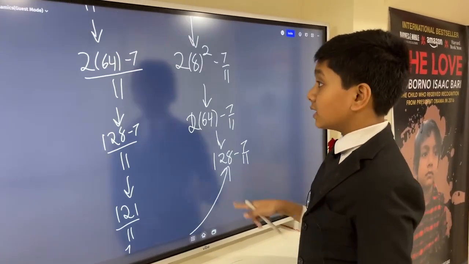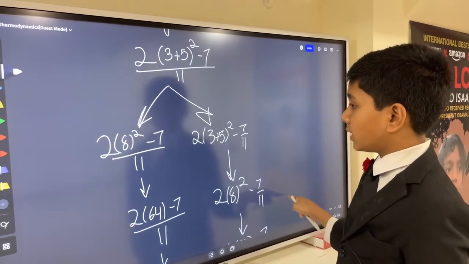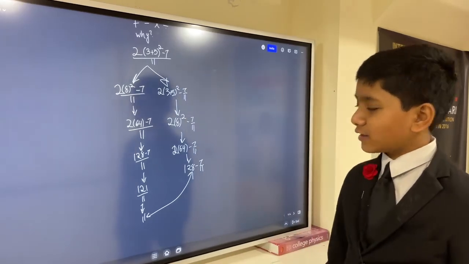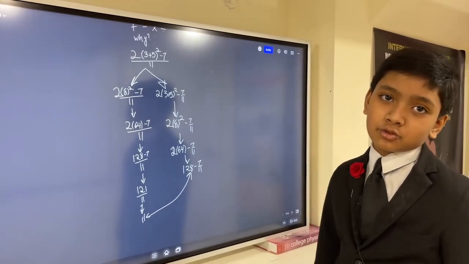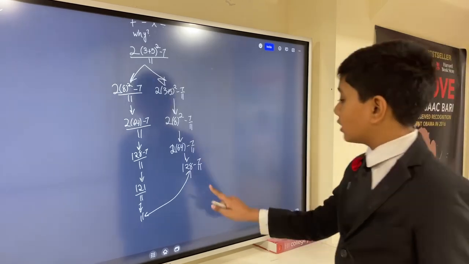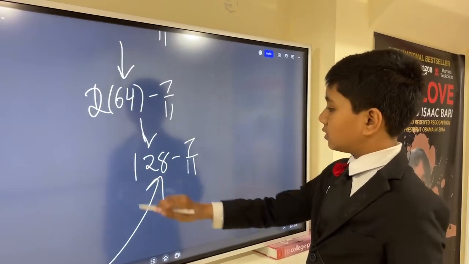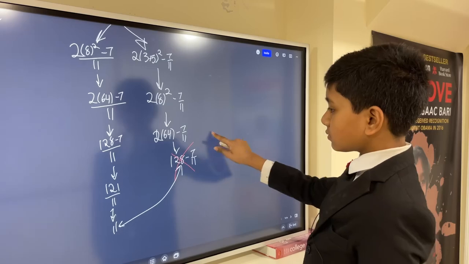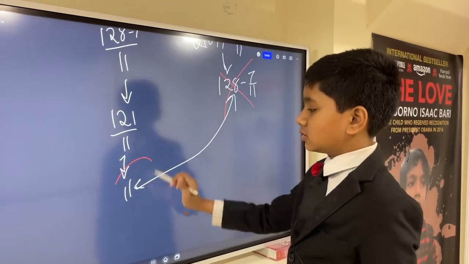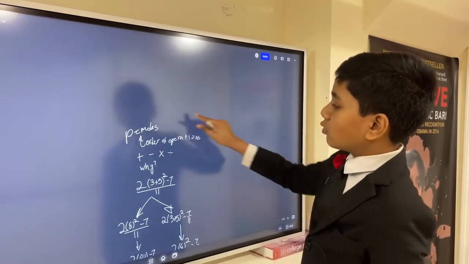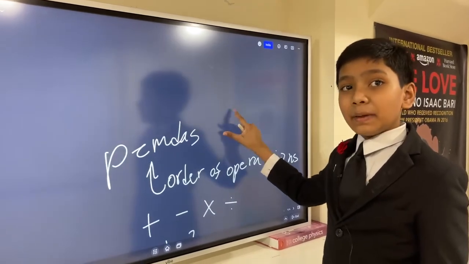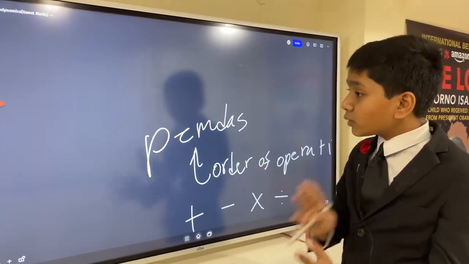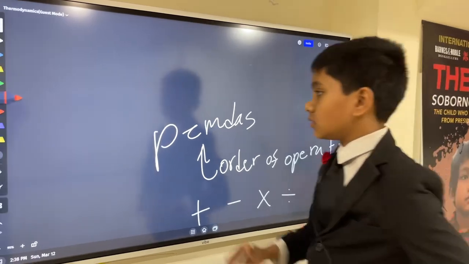Why? Because they didn't use the same order of operations. Which one here is wrong? Now, I'm pretty sure it's obvious which one here is wrong. But if you didn't realize it, it's this one. This one is correct. So, PEMDAS is basically saying which one you should do first.